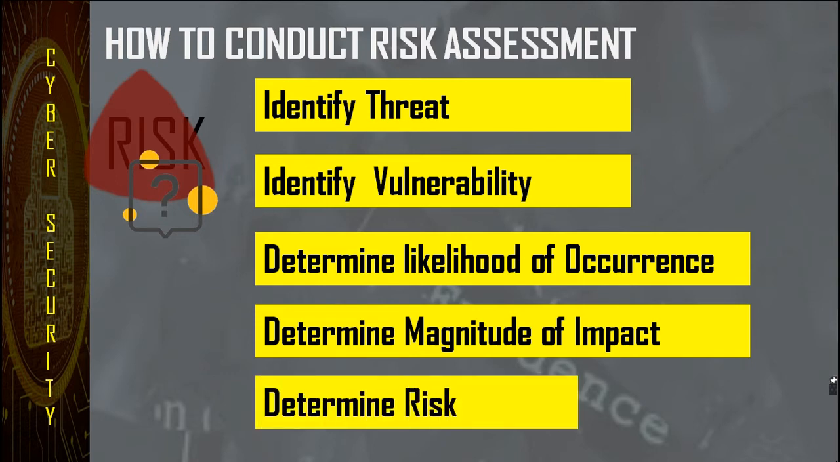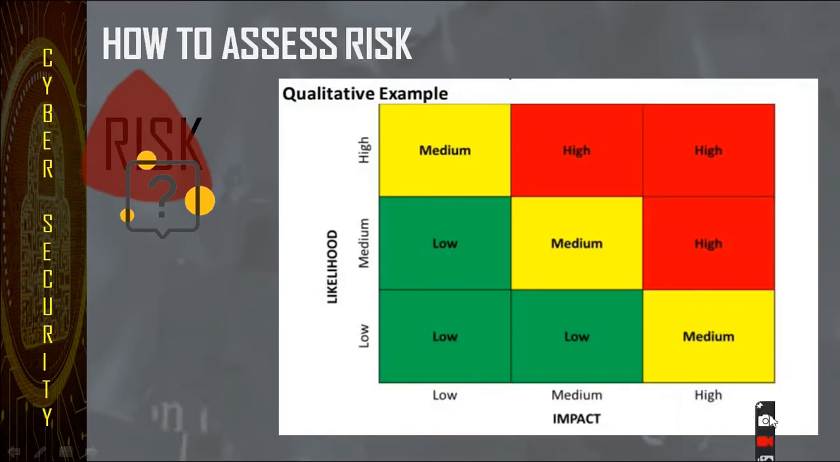If you have a vulnerability without a threat, it isn't a risk. Threat: hackers haven't found any exploitable coding errors. Vulnerability: unpatched operating system software. Risk: none. The third step is to determine the likelihood of occurrence.